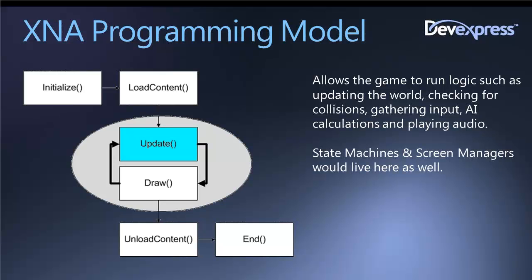for a tower defense type game where the bad guys all follow a specific path and you want to make sure they stay on that path, then your AI calculations are going to determine things like where are they currently, where are they headed, how do they get there. So all of that happens in the update method.